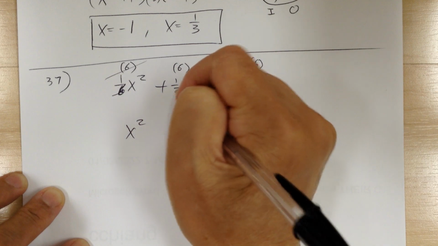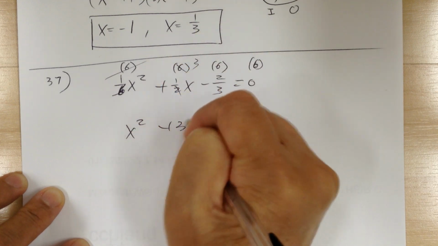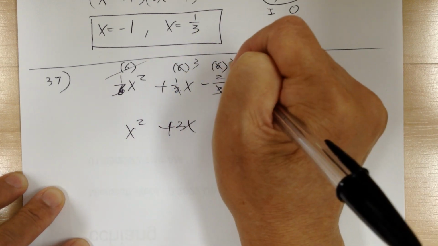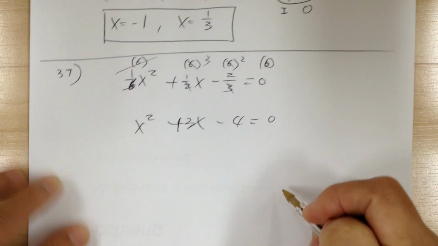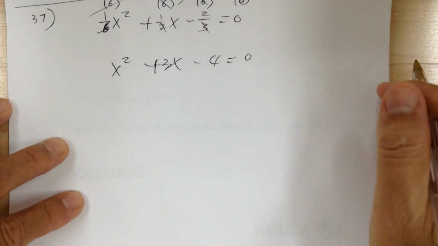So you got x squared. This cancels out, so you got plus 3x. This one cancels out, so you get minus 4. Now 6 times 0 still gives you 0, right? Okay. So once you do that, now you can do the factoring.